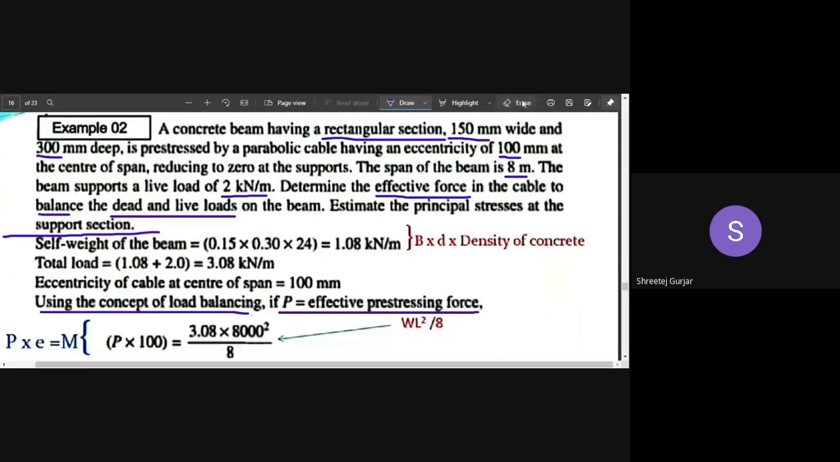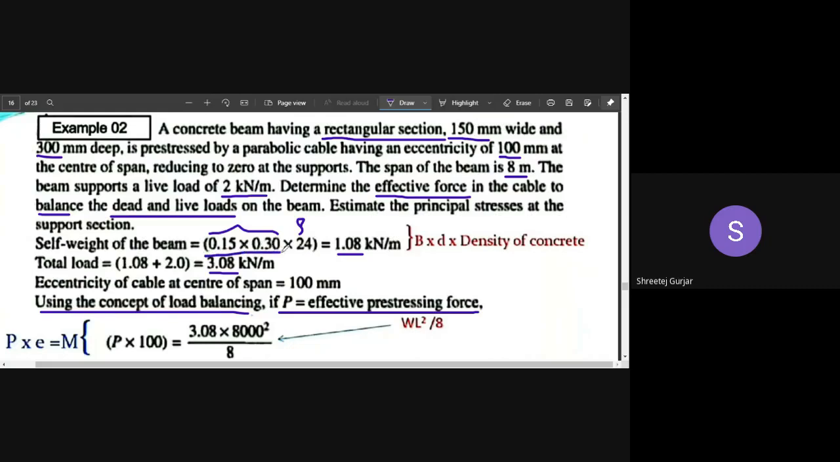So the first step is calculation of dead load. The self weight of the beam is calculated: cross-sectional area, 0.15 into 0.3, into the density of concrete, that is equal to 1.08 kilonewton per meter. So this is the dead load which we have calculated. To this dead load, if you add your live load, which is 2 kilonewton per meter, we get the total load coming on the beam: live load plus dead load, that is 3.08 kilonewton per meter. So we need to balance this total load.